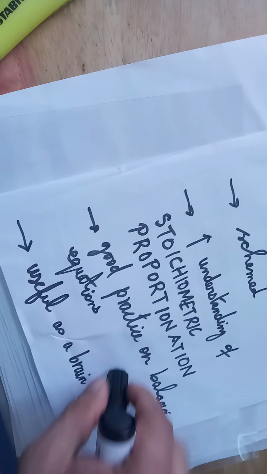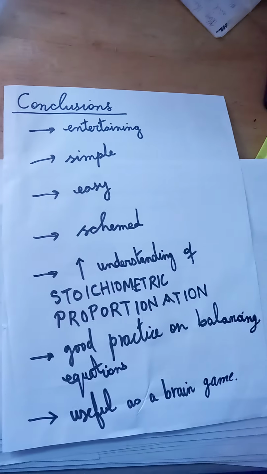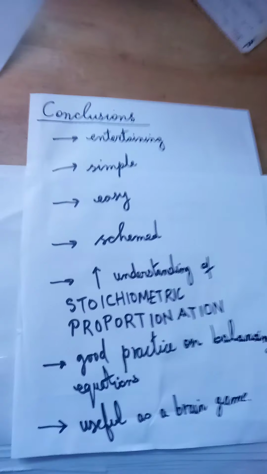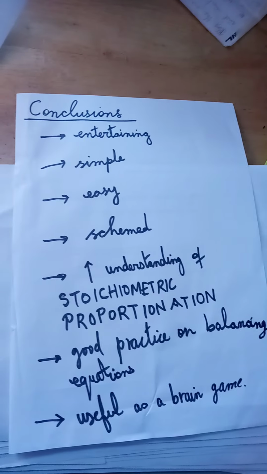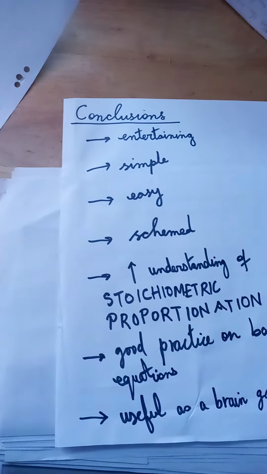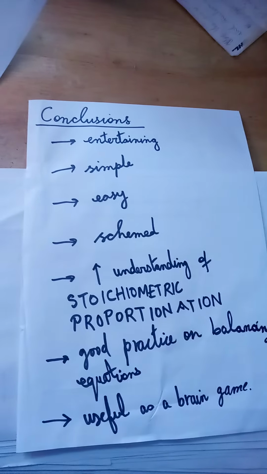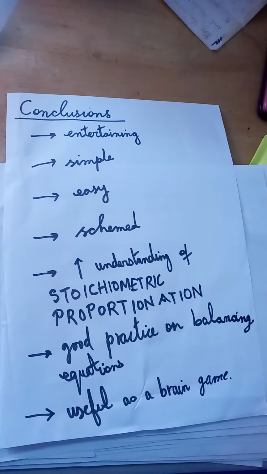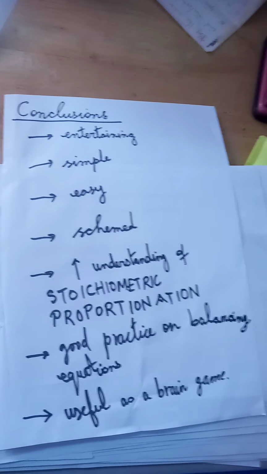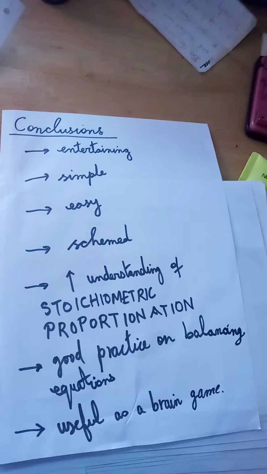So these are some of the many advantages of playing with equations for alkanes, alkenes, alkynes. As you can see, it's entertaining, simple, easy, schemed. It enhances your understanding of the stoichiometric proportionation of how moles interact in terms of the molality, volume, room temperature, pressure, standard temperature, pressure, ideal gas situation, ideal situations versus real situations. It's a good practice in balancing equations, and it's useful as a brain game. It's very, very useful.